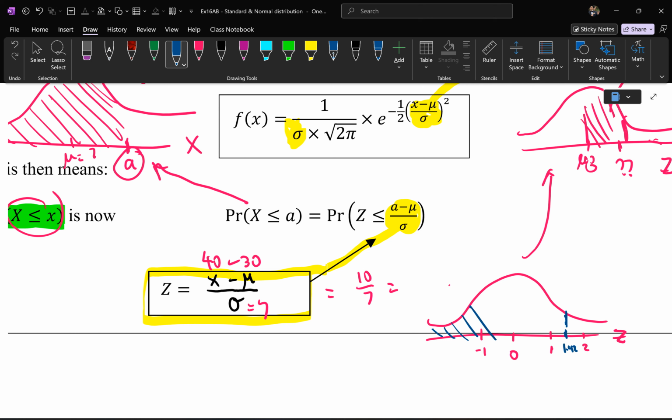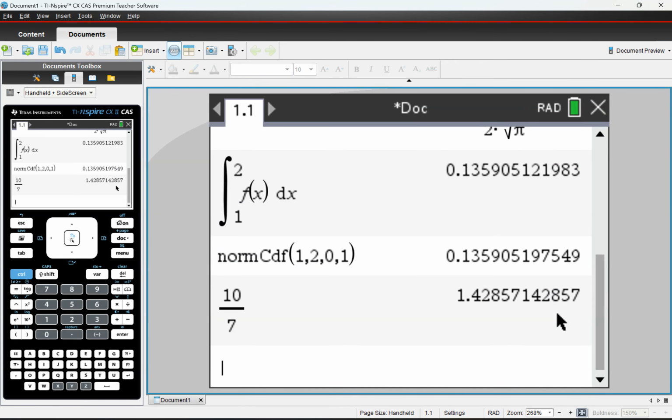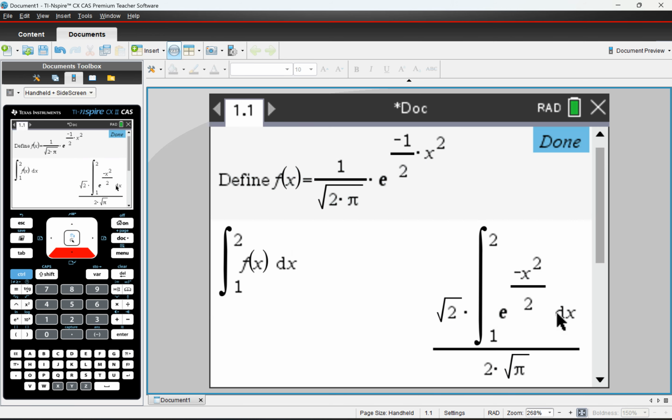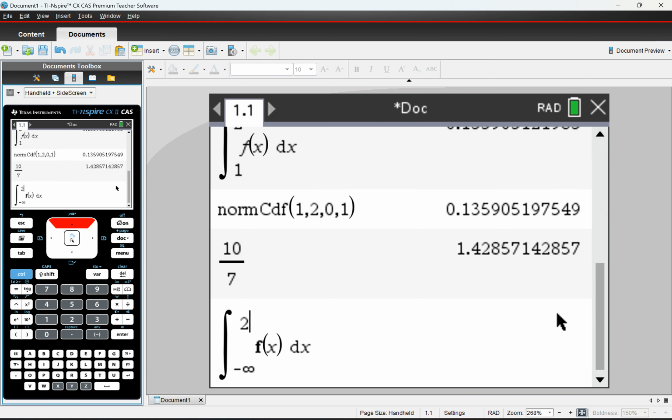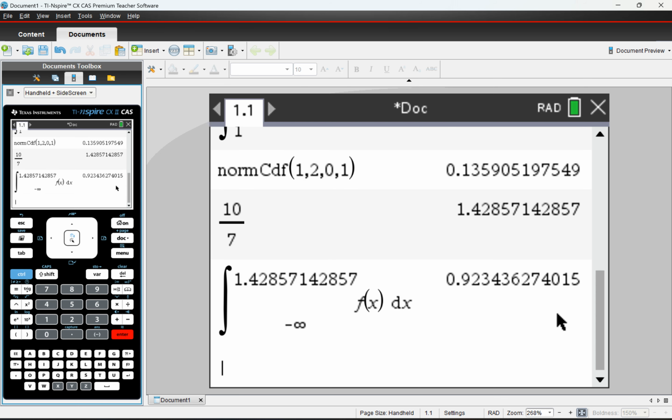So if you want to know the chances of getting less than 40, let's do the calculation again. Standard normal, you can do, because I already defined the function. So let's do the integration of your f of x, but from negative infinity up until 1.42857142857. That's your z value. That function was the standard normal function. You've got a 92.3% chance to get less than 40.